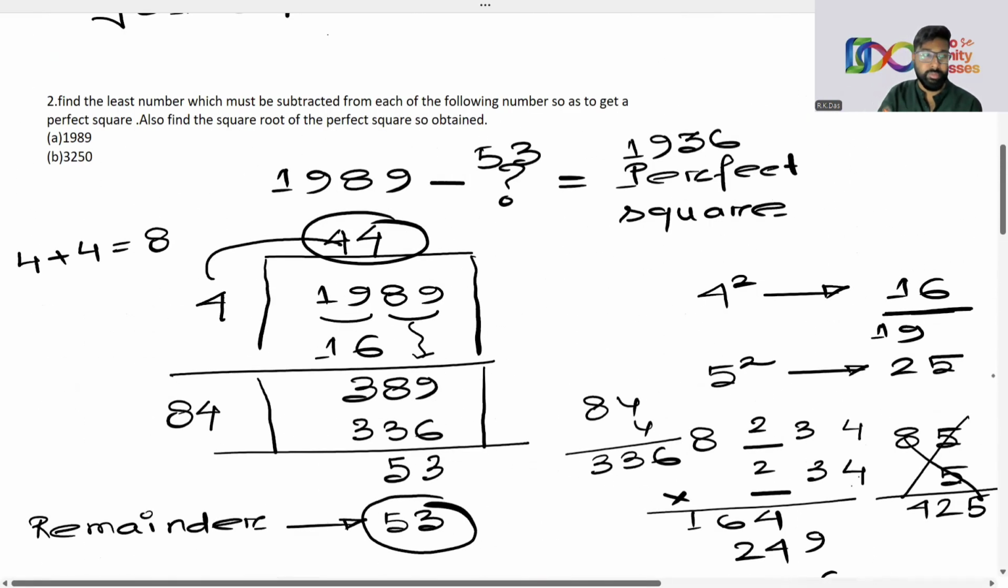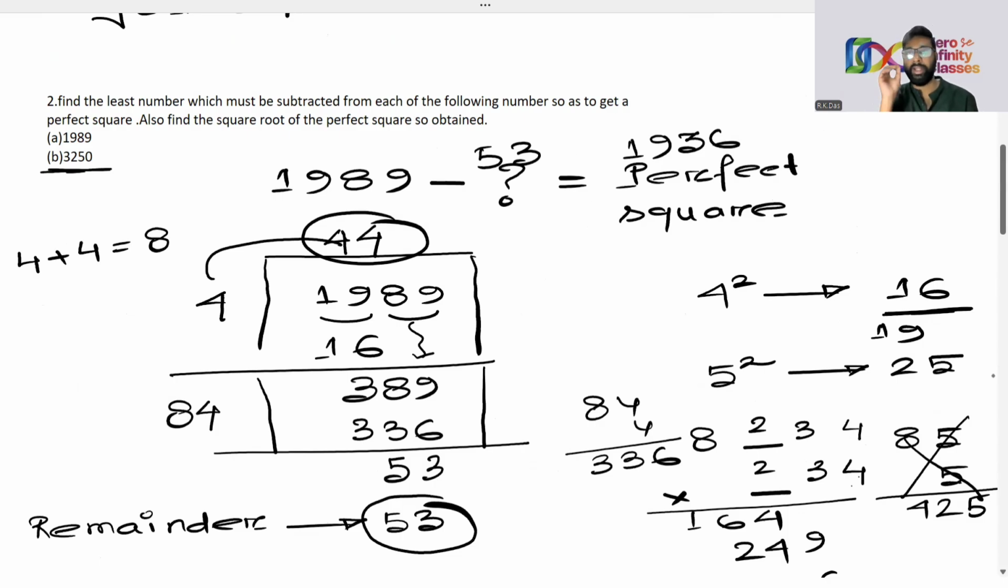And question number B is 3250. It is homework. You have to do it by yourself and you have to write the answer in the comment section.